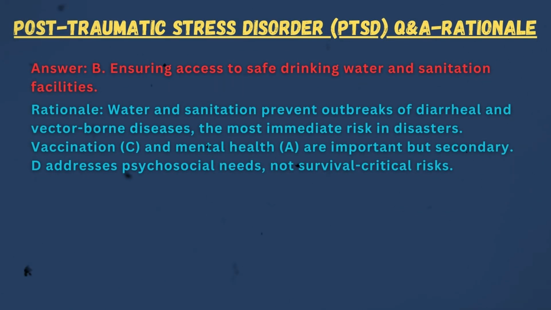Answer: B. Ensuring access to safe drinking water and sanitation facilities. Rationale: water and sanitation prevent outbreaks of diarrheal and vector-borne diseases, the most immediate risk in disasters. Vaccination, C, and mental health, A, are important but secondary. D addresses psychosocial needs, not survival-critical risks.